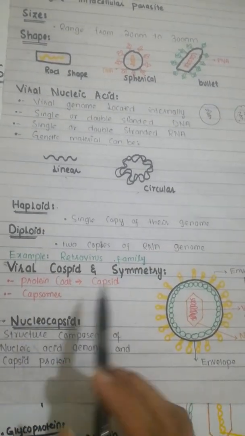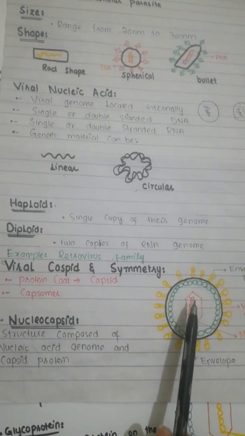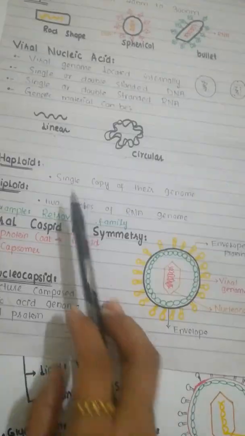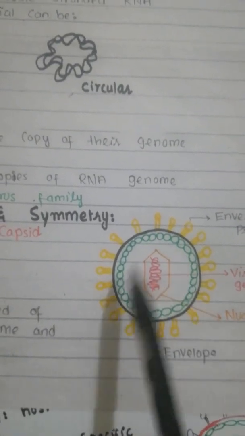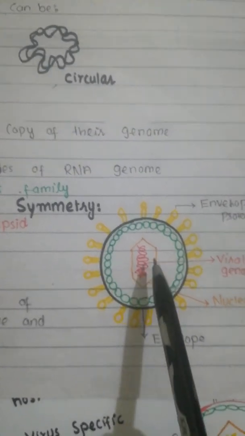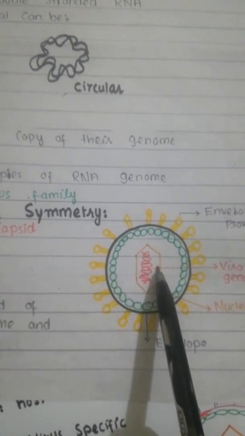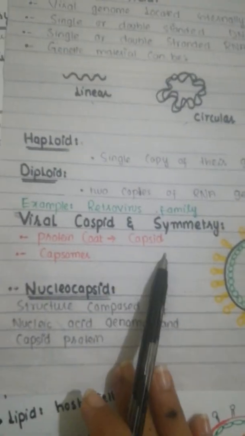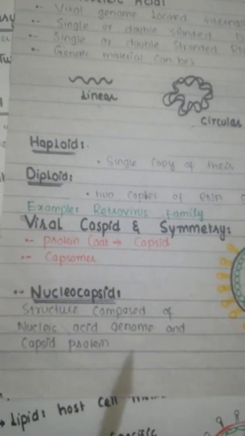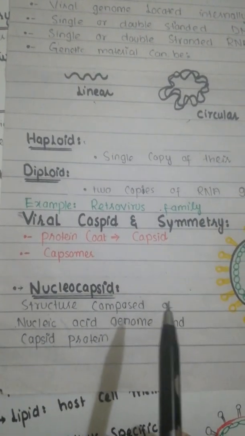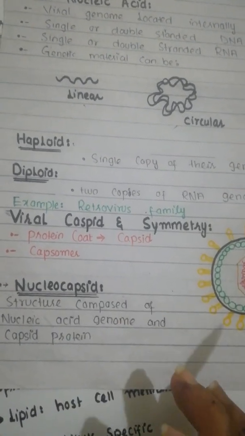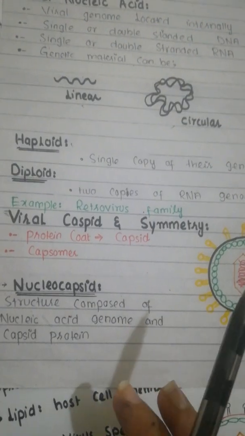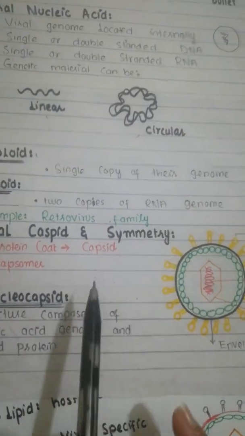The nucleic acid surrounded by a protein coat is called the capsid. You can see in this diagram that this is the genetic material of the virus, and it is protected by a protein coat. In the orange form, it's called the capsid. And basically the capsid is made up of small units which are called capsomers. A capsomer is basically a small unit of protein which is made up of one or several different proteins.